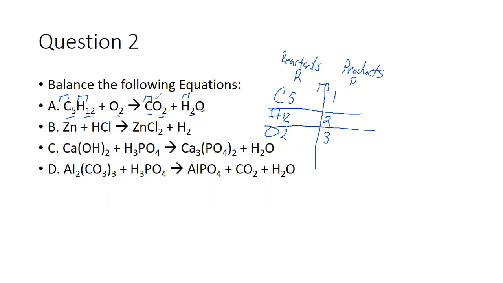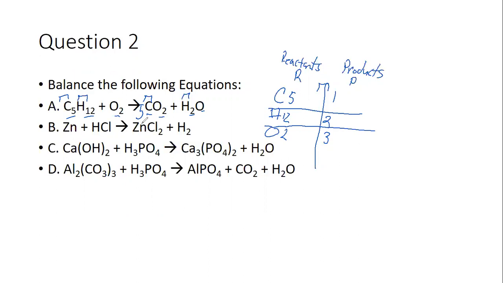I'm going to start with carbon. That's what I usually start with. If given a choice, I'll go with carbon. You could start with hydrogen and get the same answer if you wanted to. But carbon is easy to me because I have 5 carbons on the left, 1 carbon on the right. Well, I need to have 5 carbons on the right. So I just put a 5 in front of CO2, saying I have 5 molecules of CO2.